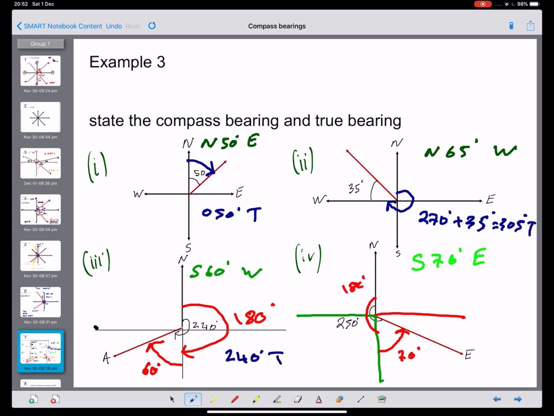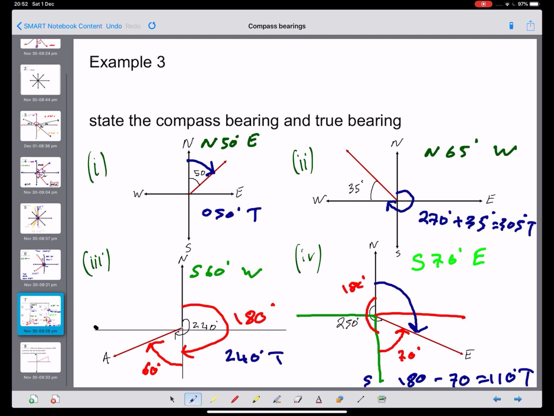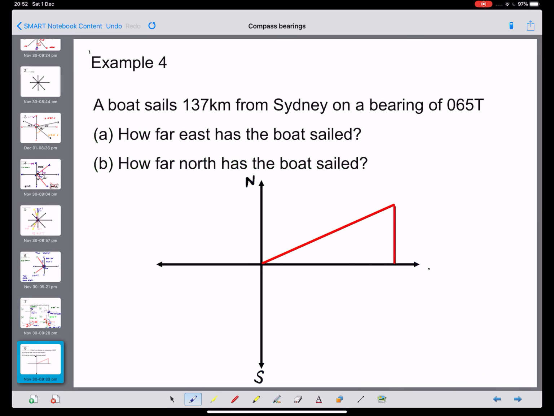Now, a little bit more complicated. We are told that E is 250 counterclockwise from north. Well, we need clockwise from north. But we are told it's 70 degrees from south. So 180 minus 70 is 110 true bearing.